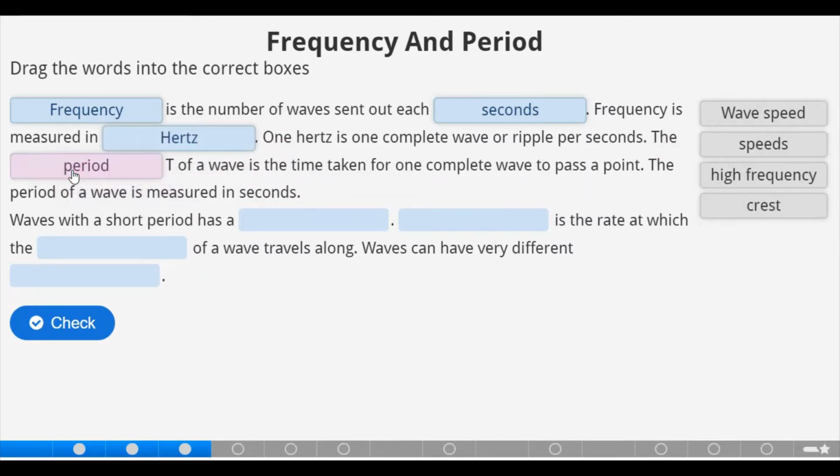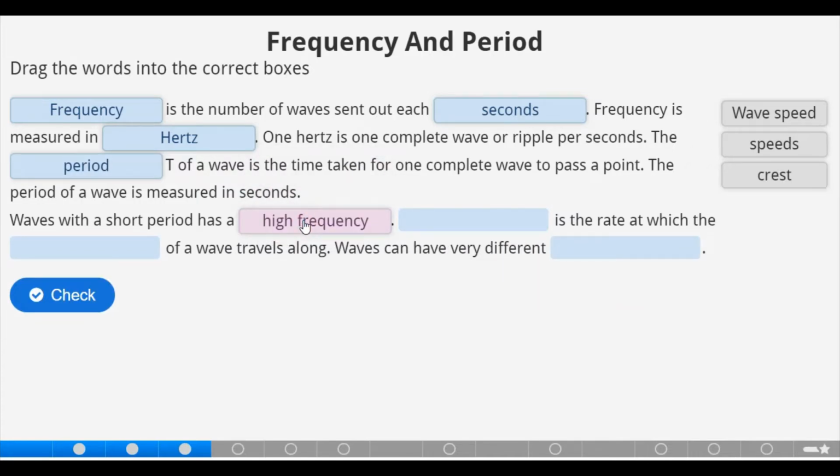The period, which is represented with capital T, of a wave, is the time taken for one complete wave to pass a point. The period of a wave is measured in seconds. A wave with a short period has a high frequency. Do not forget that. Okay?